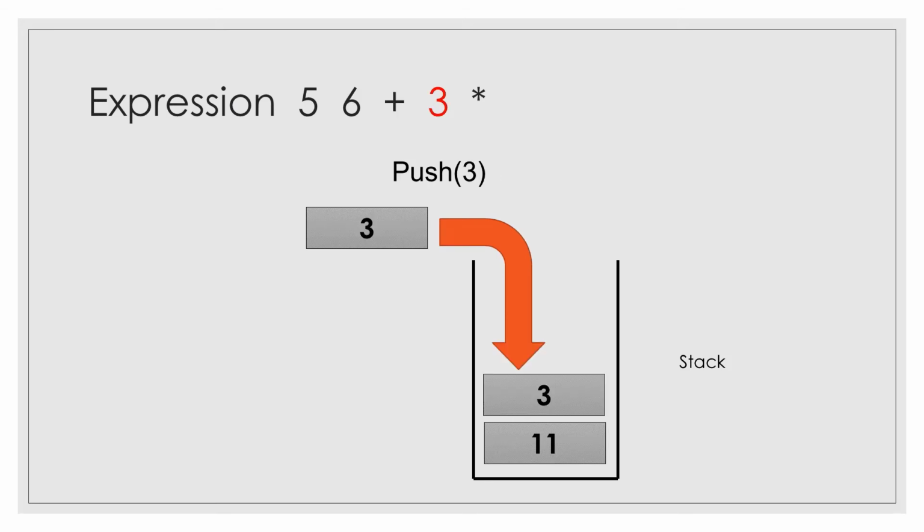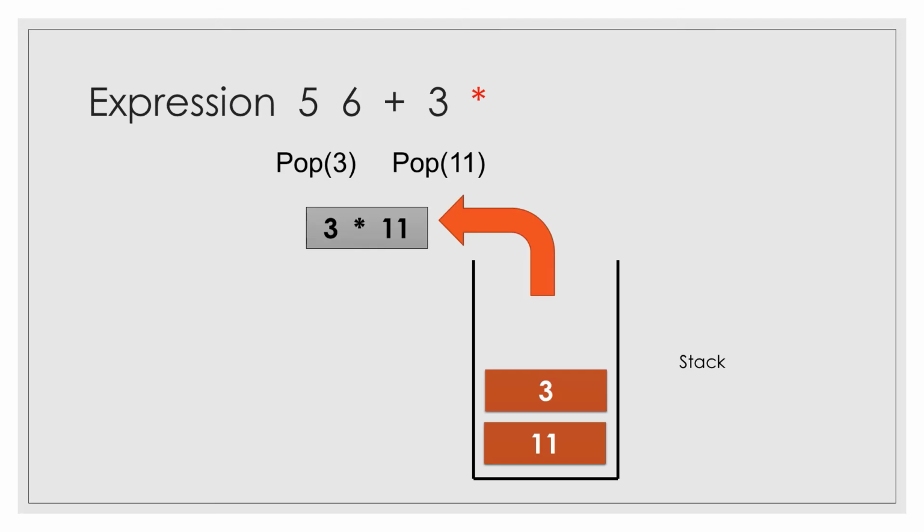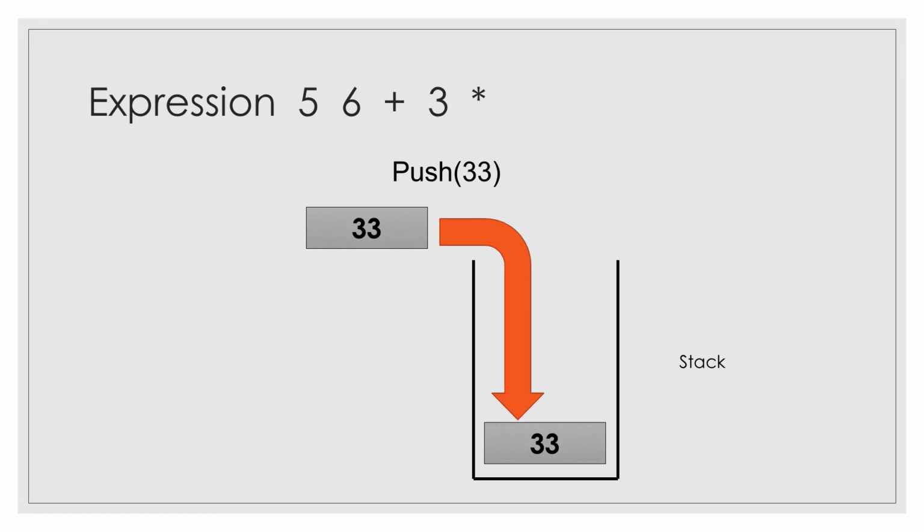The next thing we hit is the value 3. We push that onto the stack. After that, we'll hit an operator, multiplication. That requires 2 operands, so we'll pop 2 operands off of the stack, the 3 and the 11. We'll do the multiplication, and we'll push the result back on. And now we've resolved the expression.